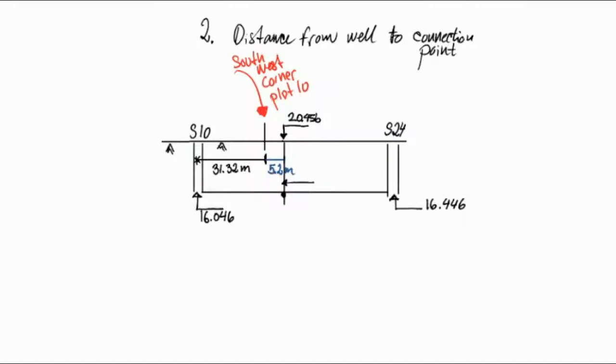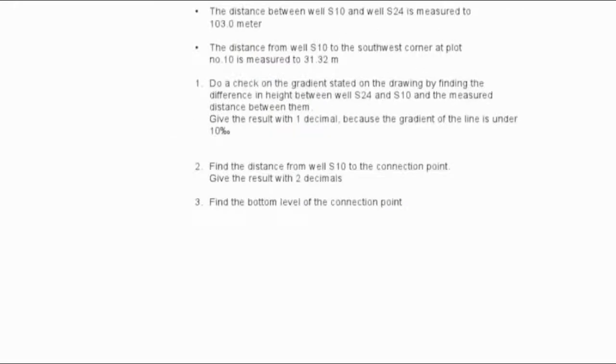In order to find the distance from the well to the connection point, you have to add this to the distance going east. And that means you add up 31.32 plus 5.2 meter, and that equals 36.52 meter. The next thing we have to do is to find the bottom level of the connection point, and it has to be given with 3 decimals because the gradient of the line is under 10 promille.